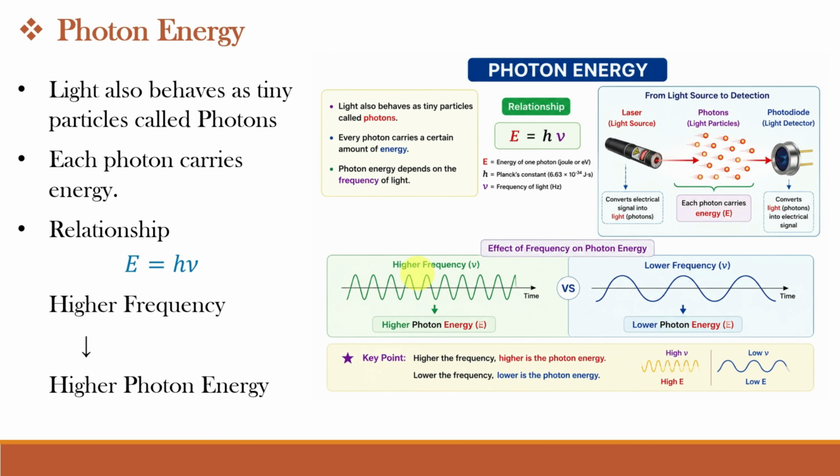So this wave has higher frequency. So nu is high. That means photon energy will also be high. That is higher photon energy. And this has lower frequency or lower nu. That means lower photon energy. So remember one simple rule: higher frequency means higher photon energy and lower frequency means lower photon energy. And this concept is very important because lasers generate photons and photodetectors detect those photons in optical fiber communication systems.